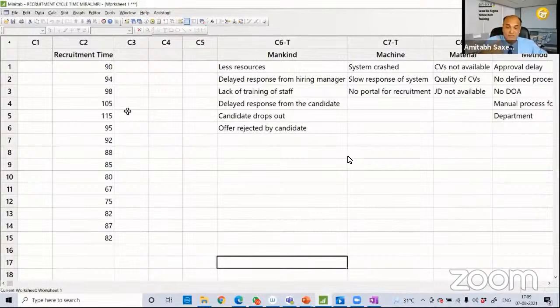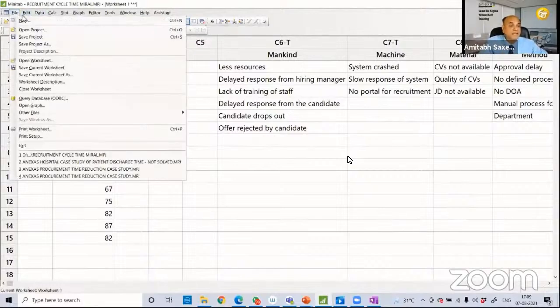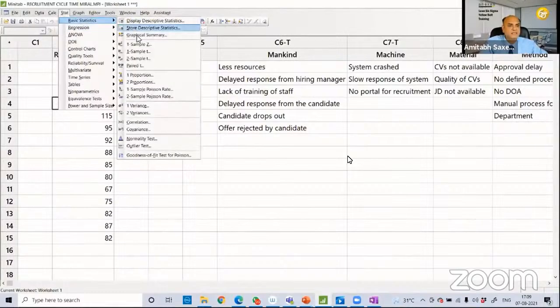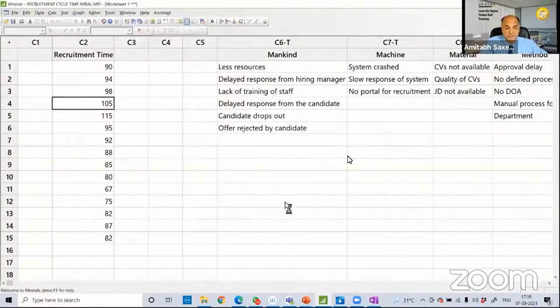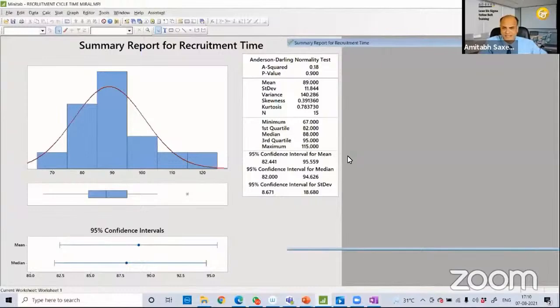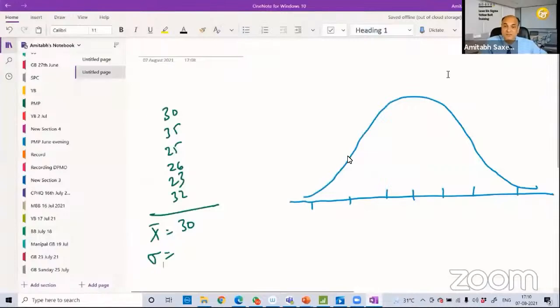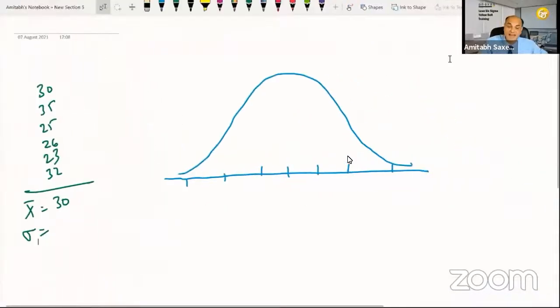So in Greenbelt, we give you this software, Minitab. You can also download a demo version if you want from minitab.com. And here, I can very easily calculate the average and standard deviation. The average recruitment time in this company is 89, around 90 days, and the standard deviation is around 11 days. So don't worry about how to calculate. Nowadays, you don't have to calculate anything. You have to be able to apply those tools and techniques to your advantage.